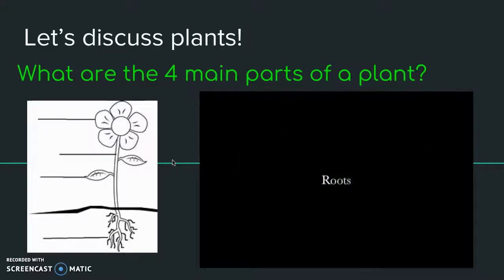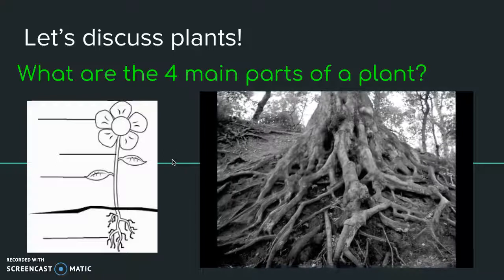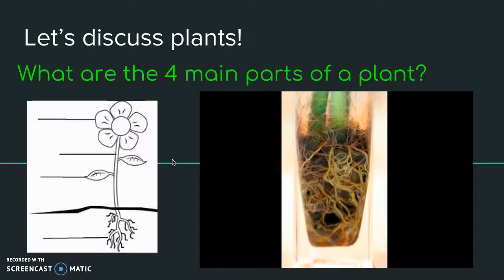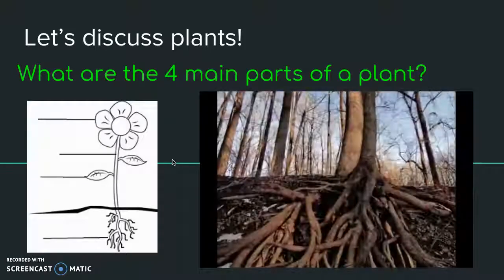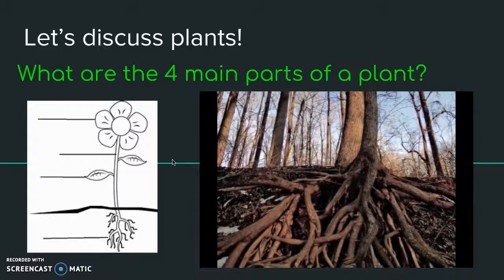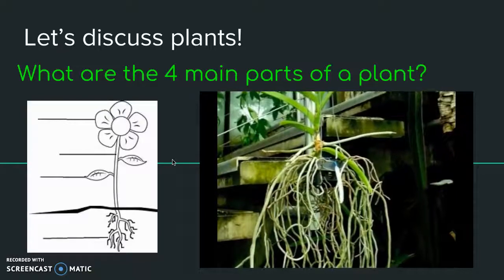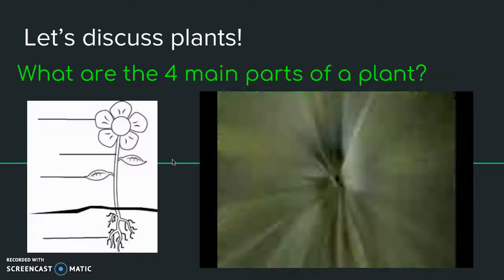Let's first see what roots do to help their plants live. The roots of a plant act like straws by absorbing water and minerals from the soil that surrounds the plant. Tiny root hairs stick out of the root to help with absorbing water and minerals. Roots help to anchor the plant in the soil so it does not fall over. Roots also store extra food for later in case the plant needs it.